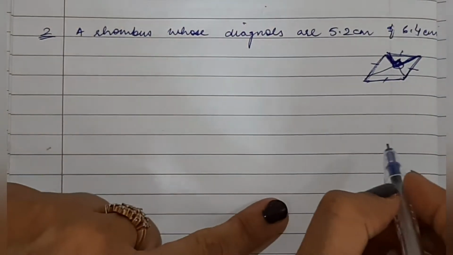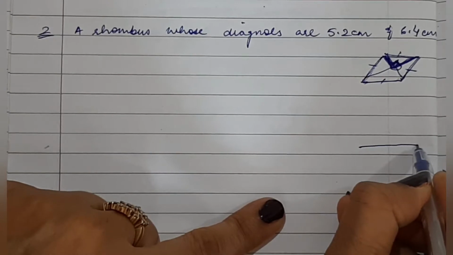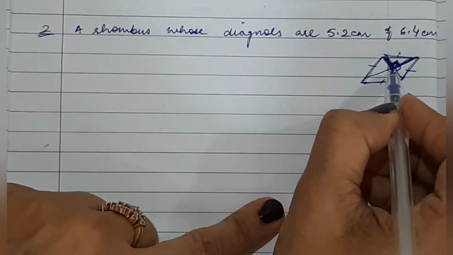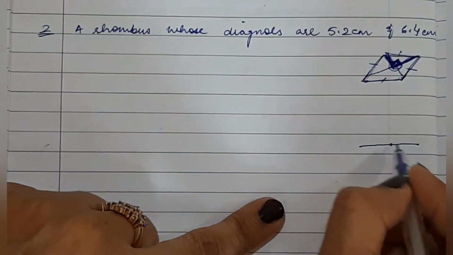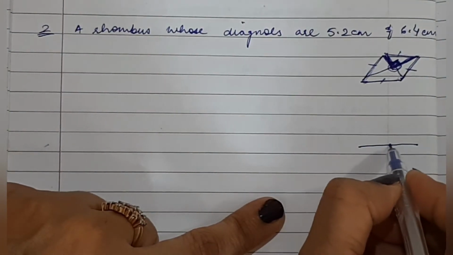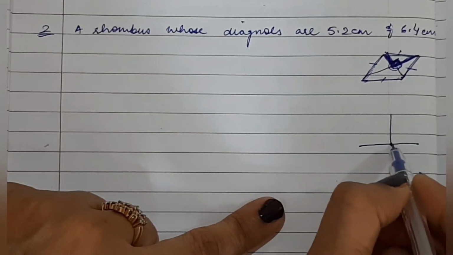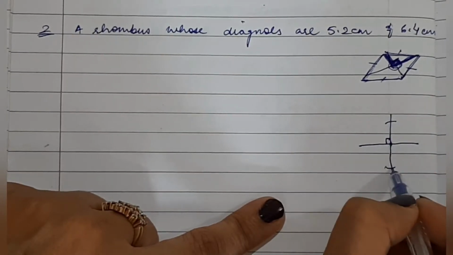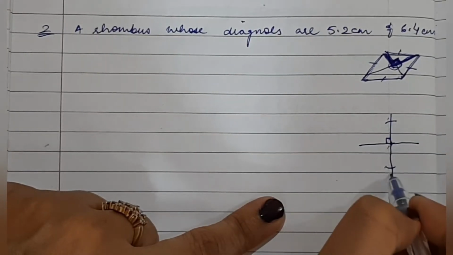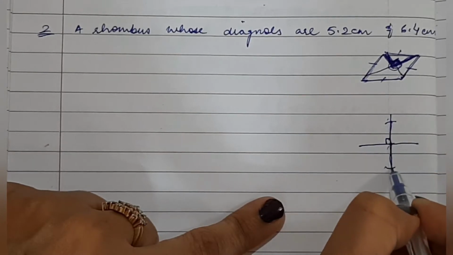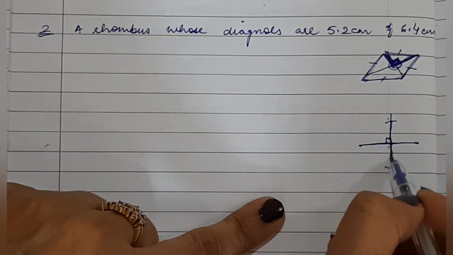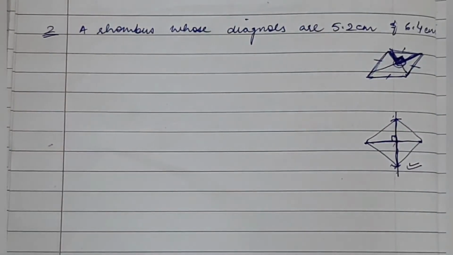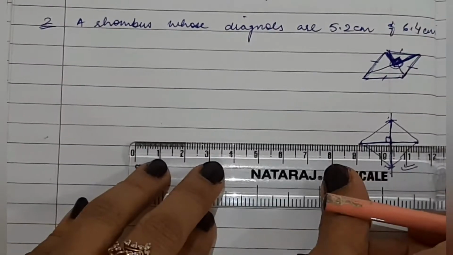How will I construct? First I'll draw a diagonal. Now I know diagonals bisect each other. That means there should be some midpoint. I will get a midpoint through construction. Now through midpoint I will construct a 90 degree angle. Then I will construct another diagonal on this segment, half above and half below. So it will give me the complete second diagonal, first diagonal, second diagonal. Now I can join these four sides. This way I can have my rhombus.